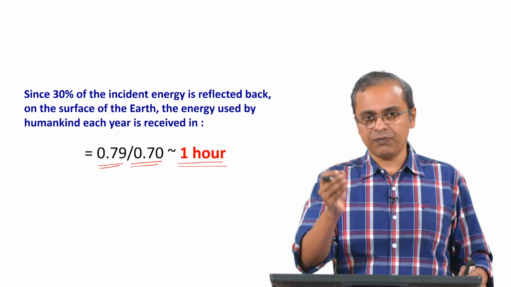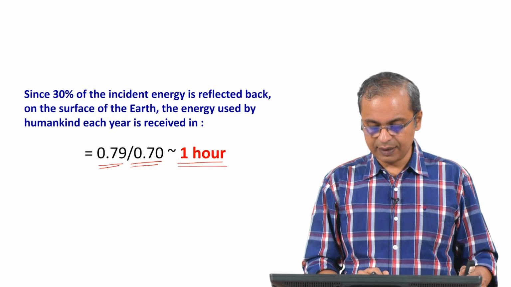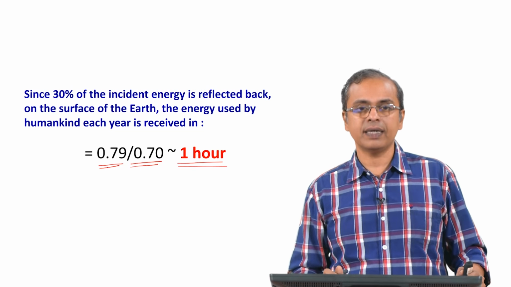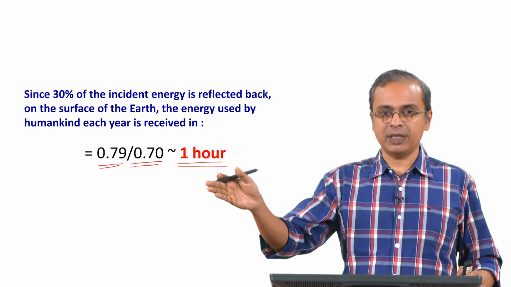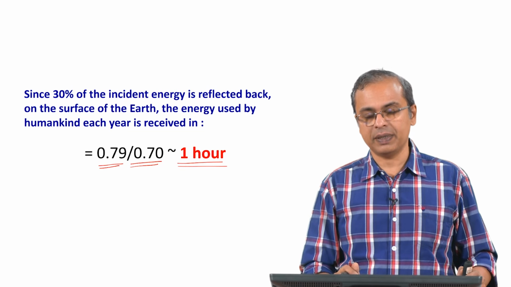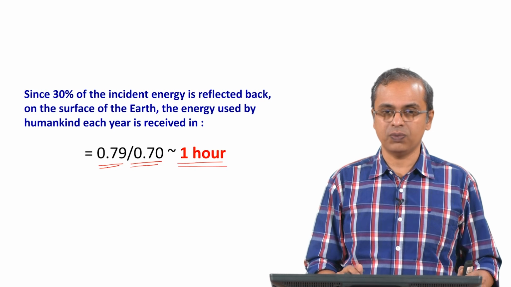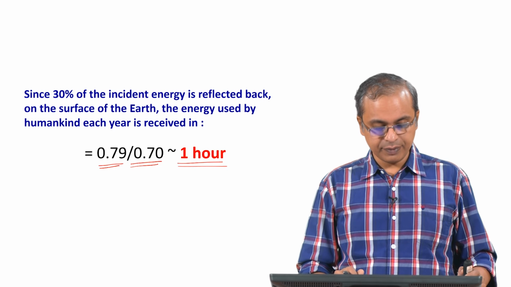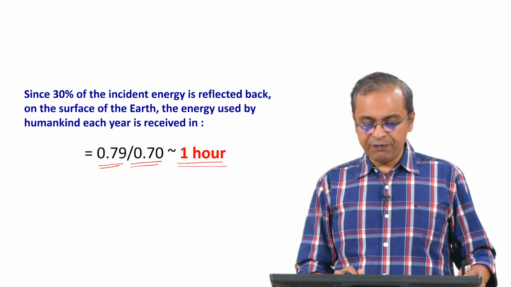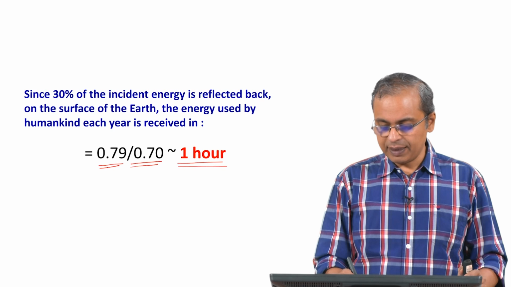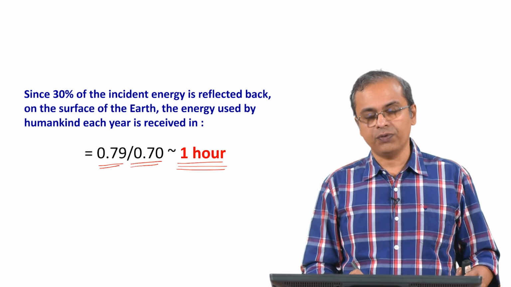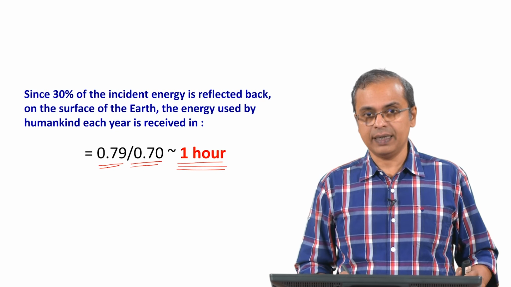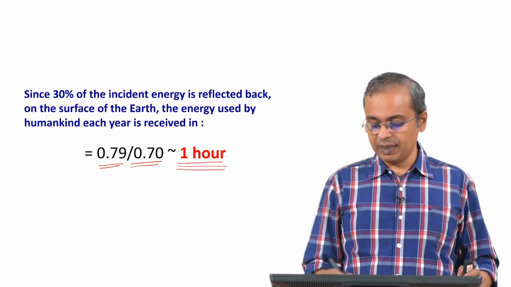Okay. So, it takes a little longer to get the same amount of energy, because some of it is getting reflected, right. If 100% came, it would take 0.79 hours. So, that is the way we have to look at it, right. So, we get it in about 1 hour. If you see here, that is the interesting part that you want to focus on, that the entire energy that we use in a year reaches us from the sun in just 1 hour.